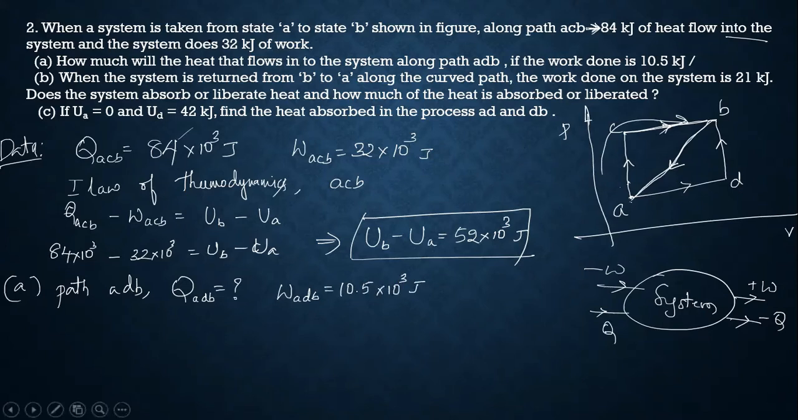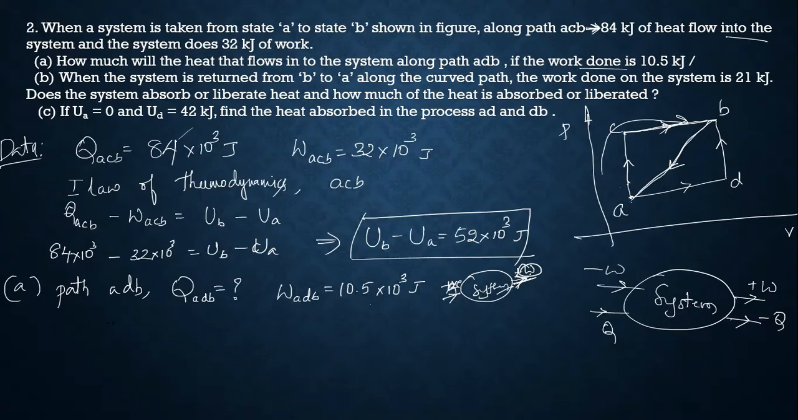So they said how much heat flows into the system. If I consider a system, if heat flows into the system, then obviously the other one will be work. Therefore, heat flow Q_ADB is positive, that is heat supply. The other energy transformation is work, that is also positive. They didn't mention work done on the system or by the system, they just mentioned work done. By this simple analysis, I can tell it is positive.